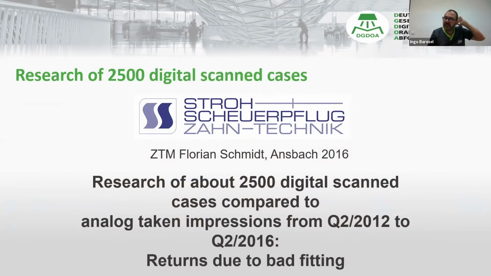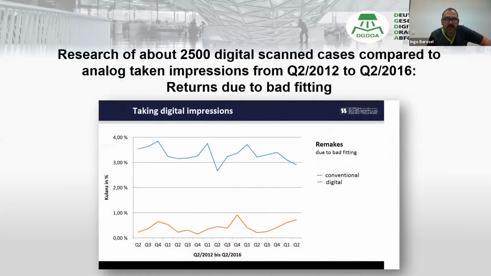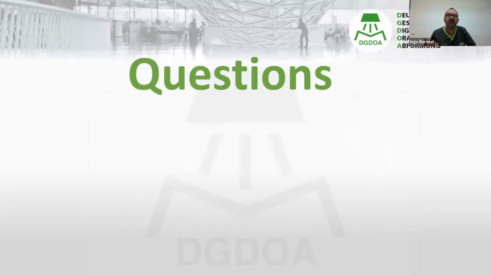And we were looking at the data from our lab. In 2012 to 2016, with the former generation of scanners, we made a little research, which we continue now. We looked at 2,500 digital scanned cases, and we compared them to analog taken impressions. And we looked at the returns to the lab due to a bad fitting, because this is our main goal. We want to have perfect fitting restorations. We have about 3.5% of the work coming back due to a bad fitting in analog dentistry. And we have about 0.5% returns due to bad fitting with digital impressions. And this is from 10 doctors with different intraoral scanners, and remember, the former generation of scanners. So now it will become even better. Again, this makes me a better dentist. Going digital makes me a better dentist.